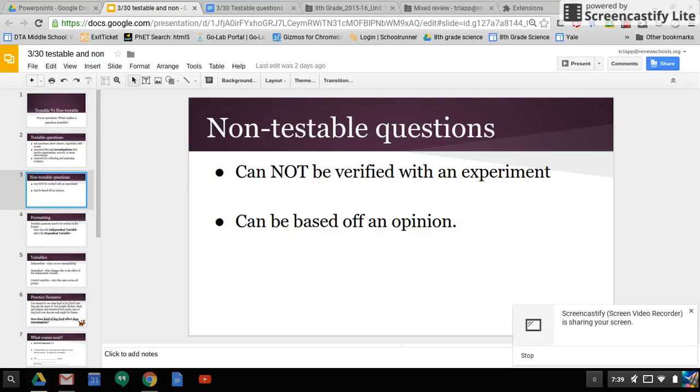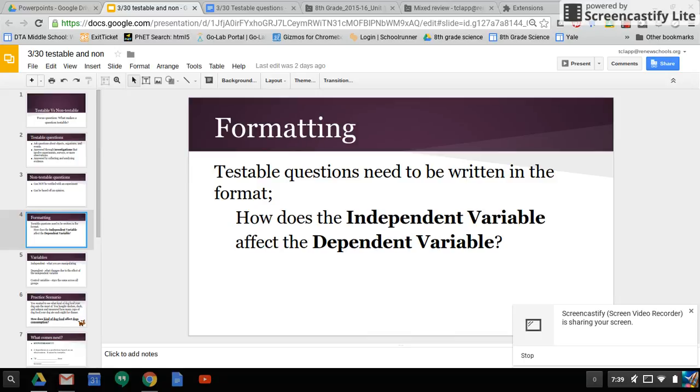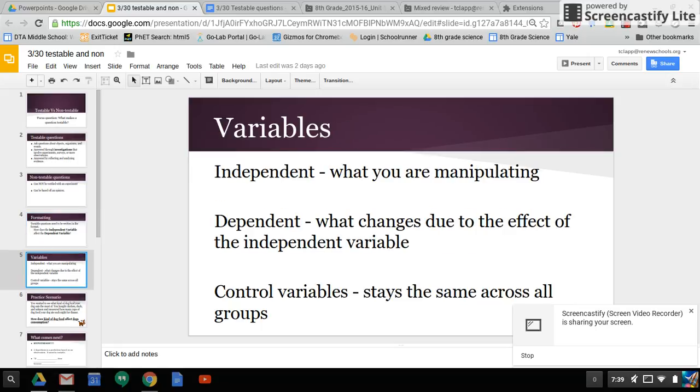Non-testable questions cannot be verified with an experiment, and they're usually based off of an opinion. Testable questions need to be written in the format, how does the independent variable affect the dependent variable? So when we talk about these variables, the independent variable is what you're manipulating, while the dependent variable is what changes due to the effect of the independent variable. You also have control variables that stay the same across all groups.